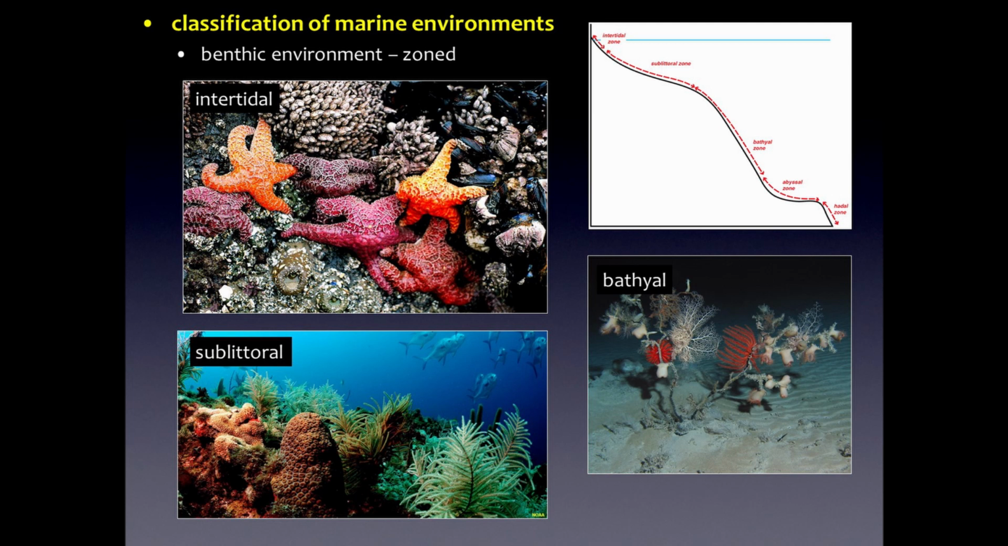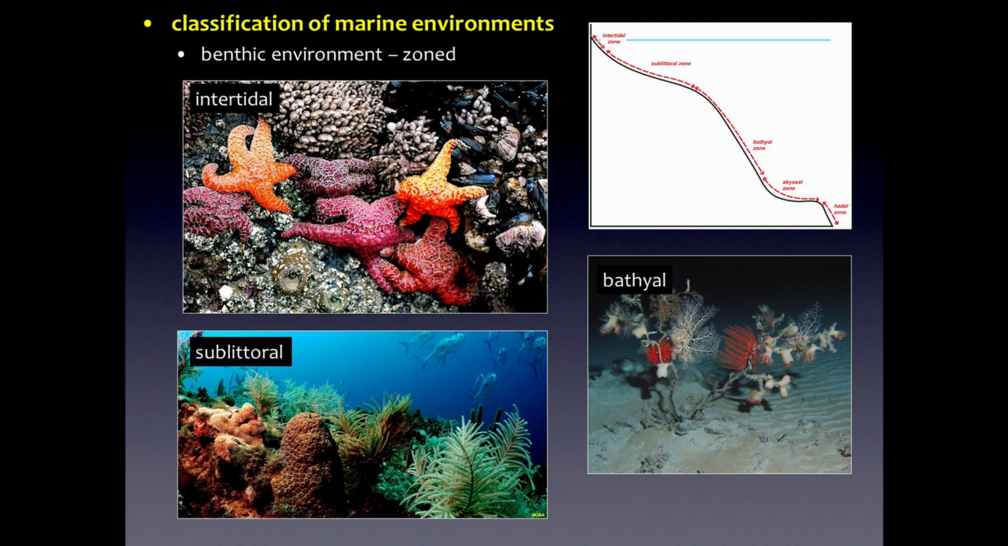The important thing here to remember is it doesn't have anything to do with depth. So you can have a benthic environment very close to the coastline in very shallow water. You can have a benthic environment in much deeper water. We have a number of different types of zones within the benthic environment. Some of them are the intertidal zone, the sublittoral zone, as well as the bathal zone. And this just refers to where they occur.